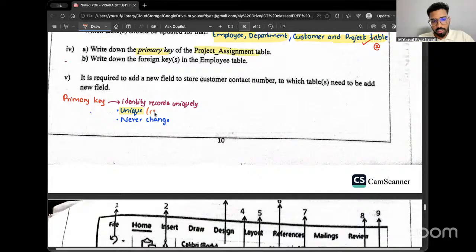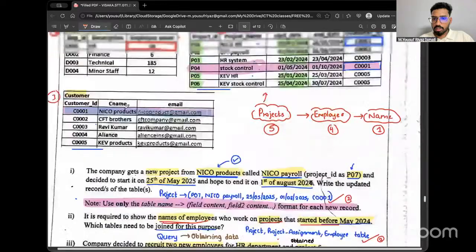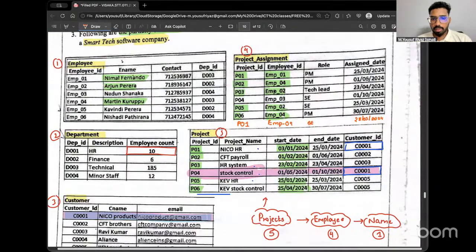The word unique means what? It can't repeat. So if a column is taken as a primary key, that column can't have any values that repeat. Is that clear? So for example, if I take the employee ID column, you can see there is a repetition for employee ID. Therefore, you can't take employee ID as a primary key. Is that clear?